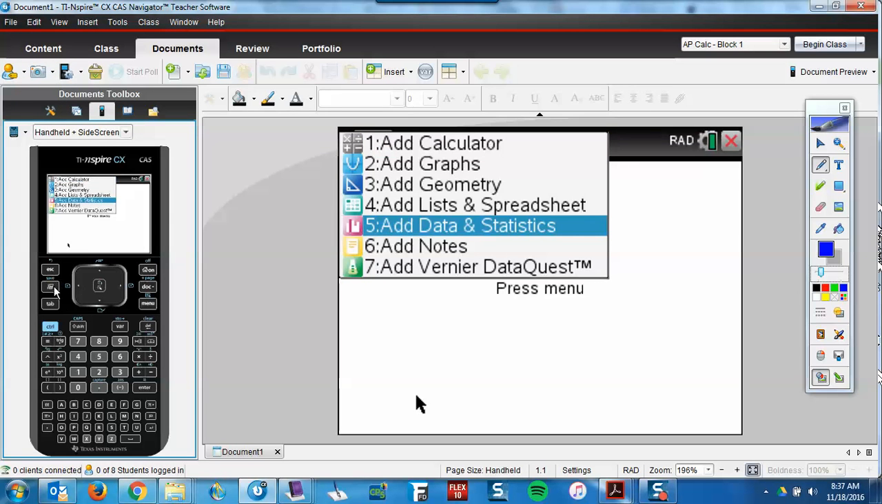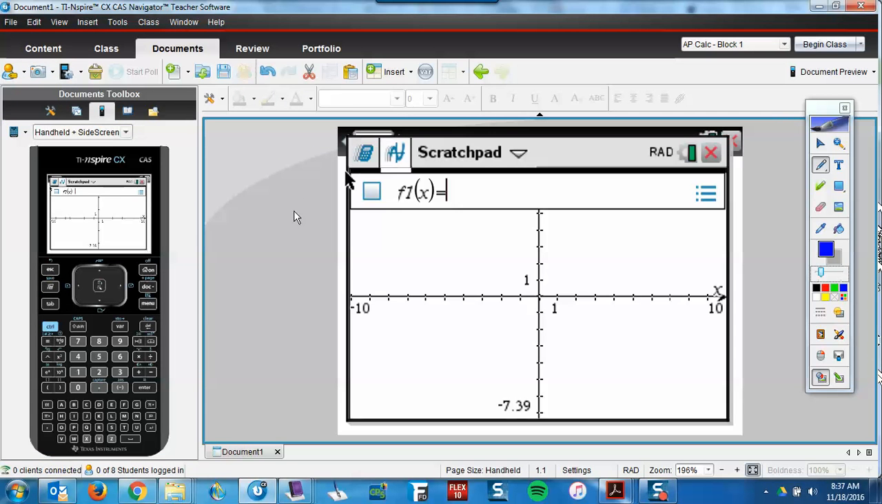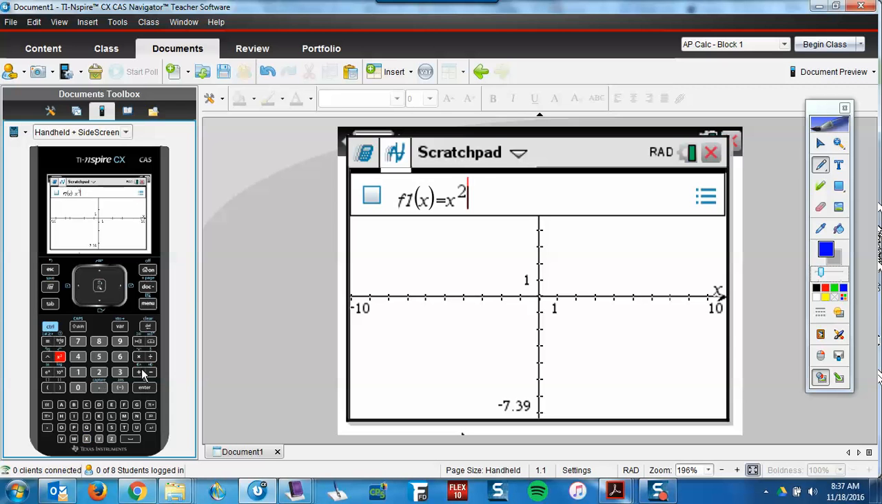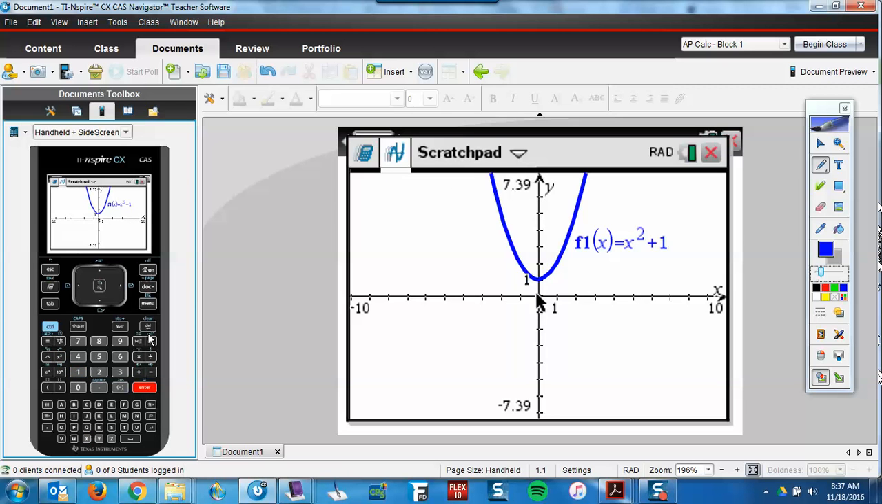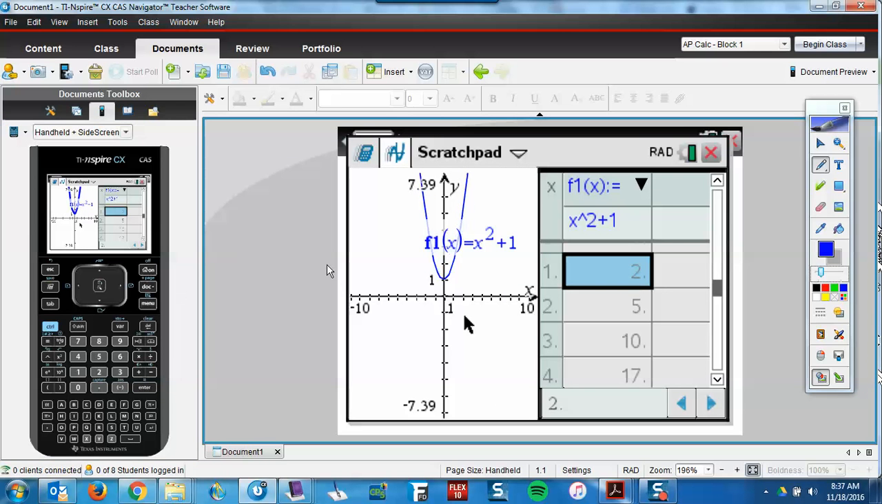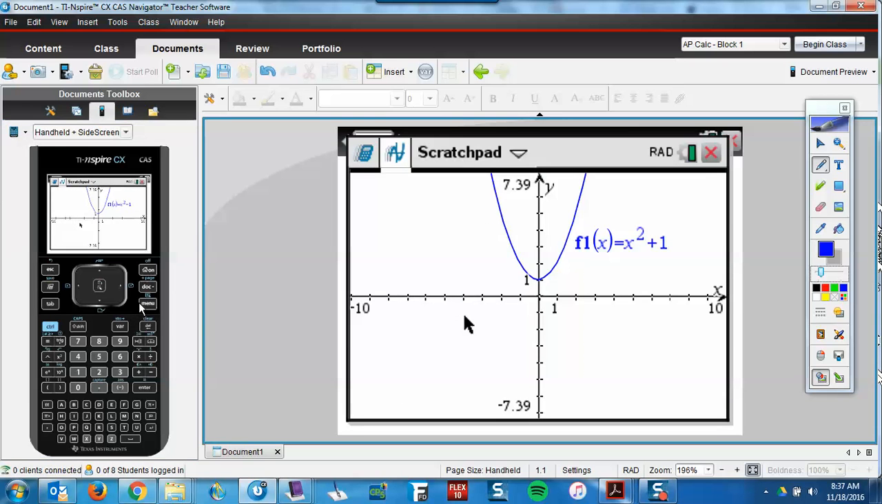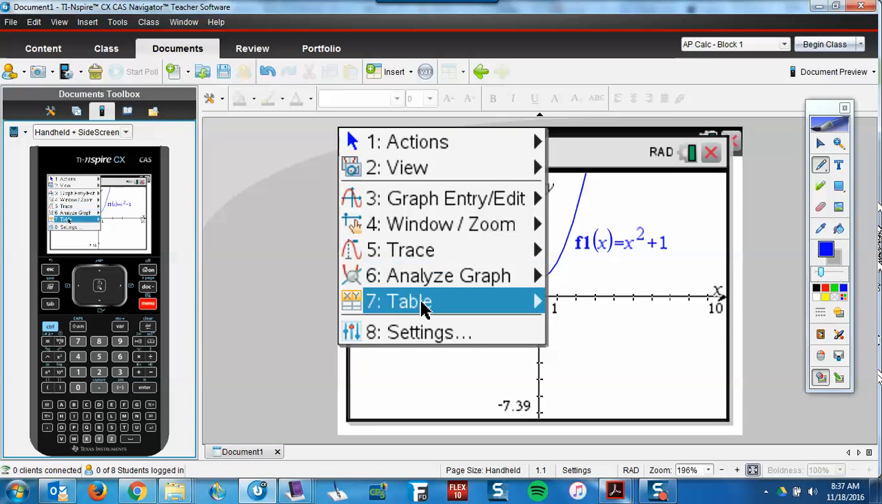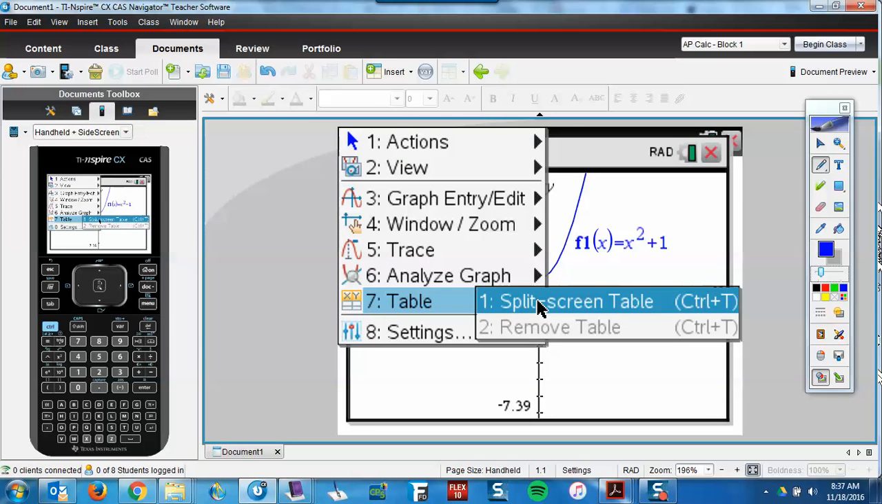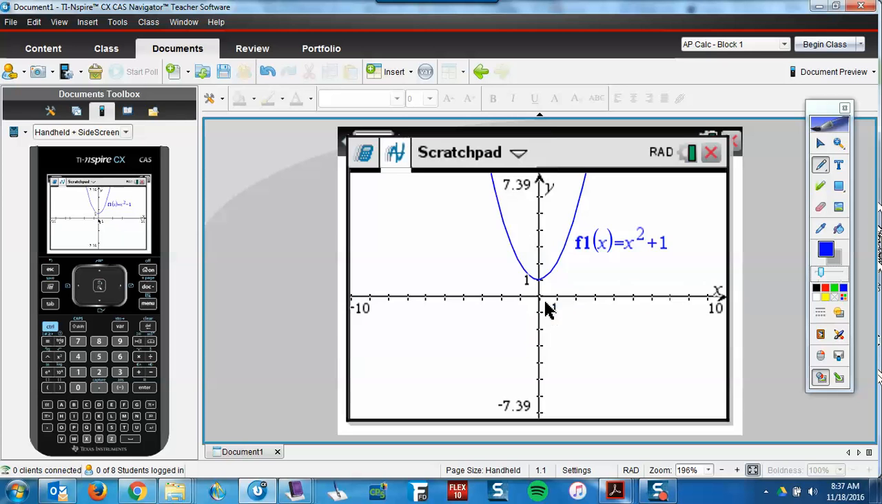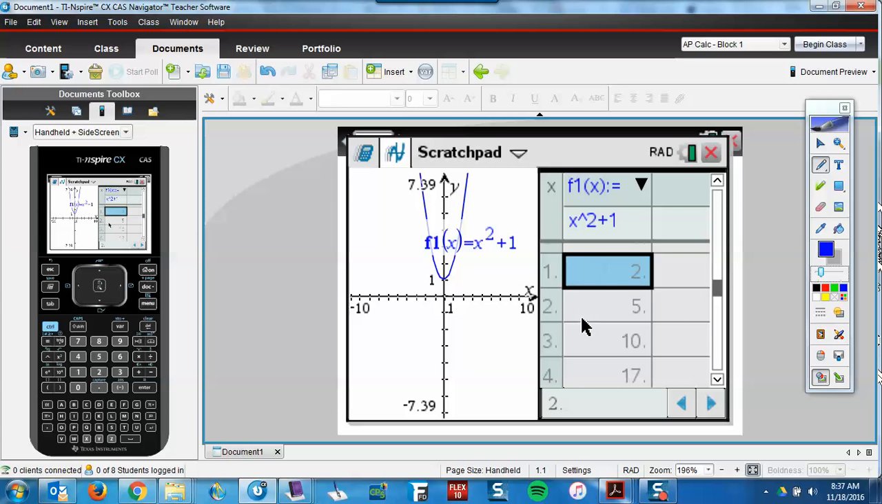I can just go into my graph screen. I can put in x squared plus 1. I can hit Control T as a shortcut to give me a table. It's kind of a split screen. I tell you what, I'm not going to do a split screen. I'm just going to go to the table. So I'm going to go to Menu. I'm going to go to Table. Maybe that's the only way I can do it is a split screen. I didn't think.